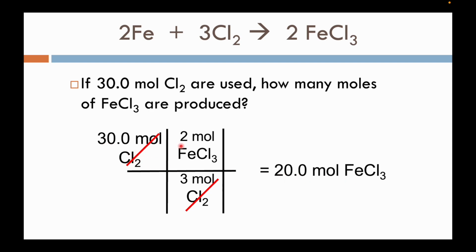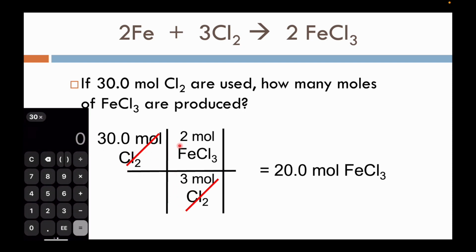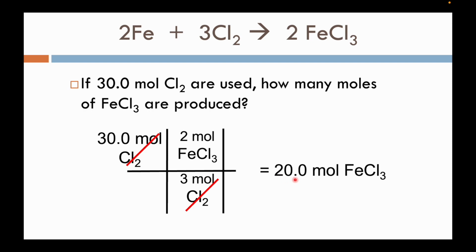Remember, we're multiplying the numbers on the top, dividing the numbers on the bottom. 30 times 2 divided by 3 equals 20. Now make sure you use the right number of sig figs. 1, 2, 3 sig figs.